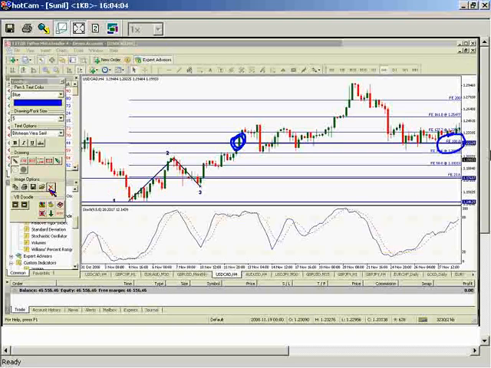Secondly, you have your 127, 161 as the most likely targets of your 1, 2, 3 formation. So you can see this 127, 161. So you have defined 2 targets. One is your target zone, second is your target.